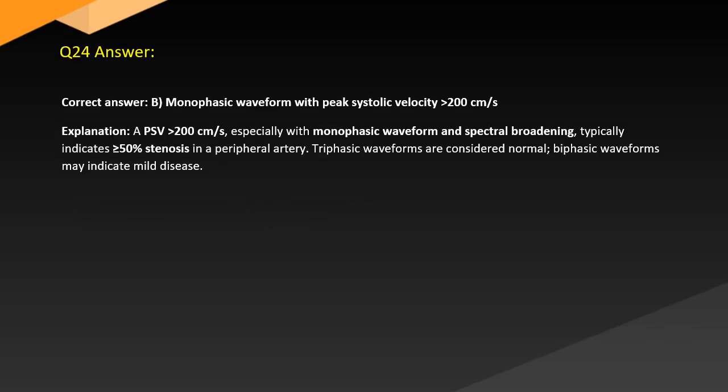Answer. Correct answer: B. Monophasic waveform with peak systolic velocity 200 cm. Explanation. At 100 cm, especially with monophasic waveform and spectral broadening, typically indicates 50% stenosis in peripheral artery. Triphasic waveforms are considered normal. The biphasic waveforms may indicate mild disease.